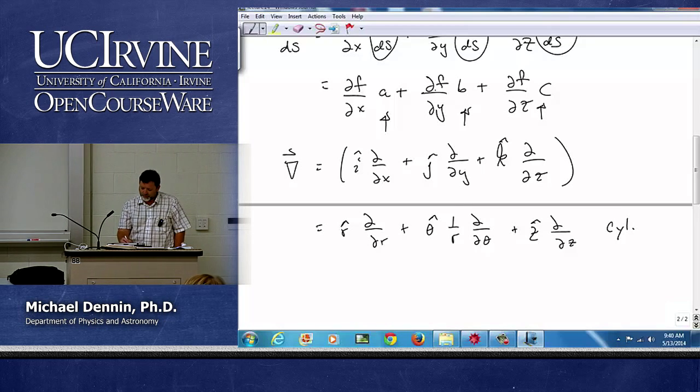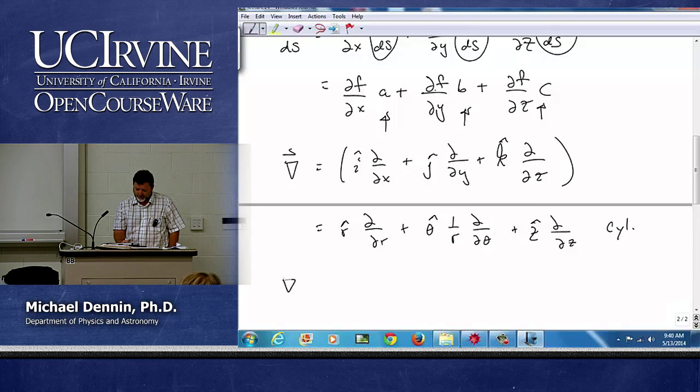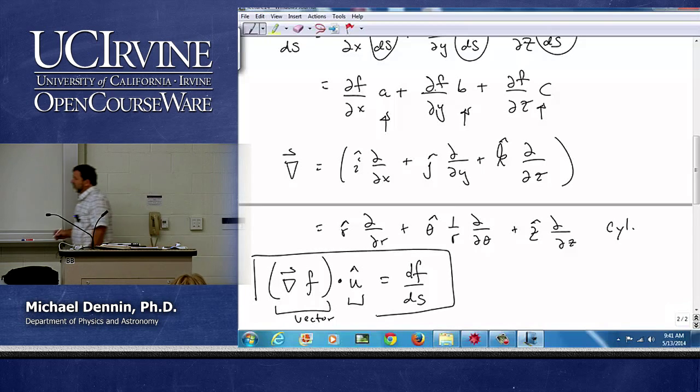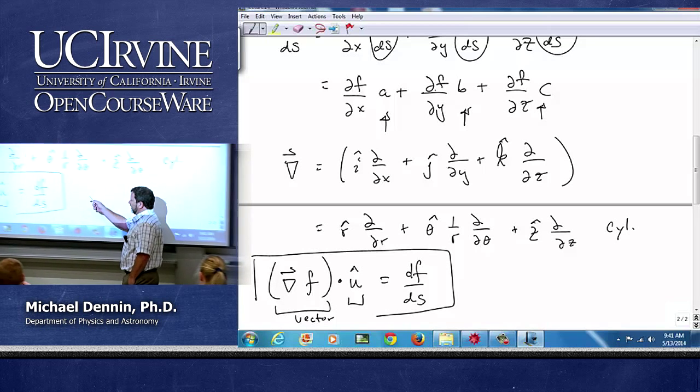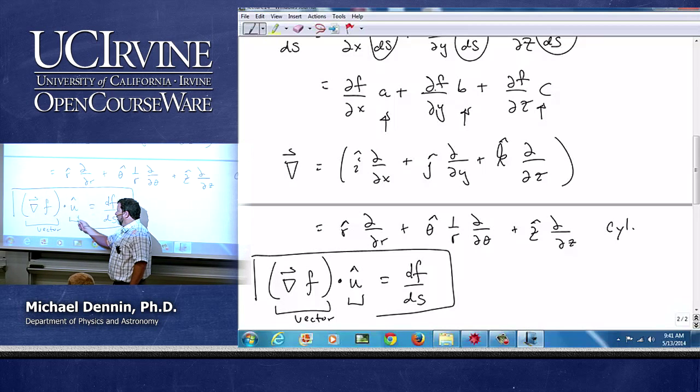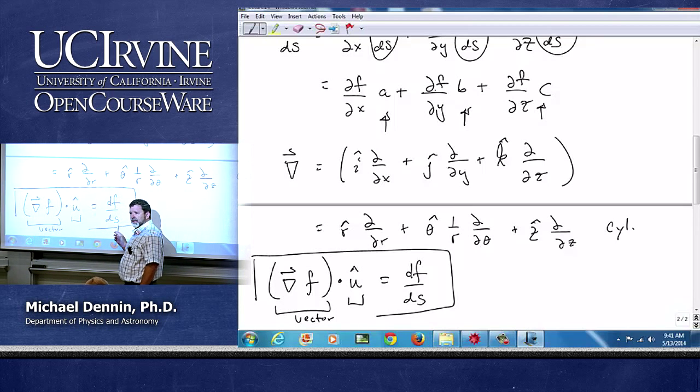But now, this object is a vector, so the object grad acting on f is a vector. And I can dot that into u hat. That gives me the expression up above, which was my df/ds. And so this allows me to think about how I'm going to take the total derivative of a function in some direction given by this s coordinate, and u hat is the direction that s is in.